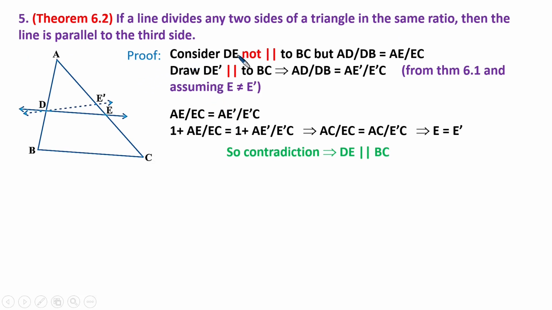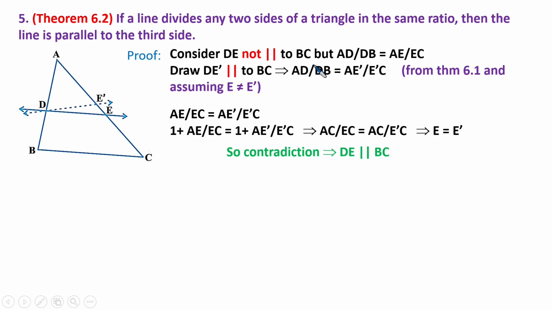That is, we will consider that this DE is not parallel to BC, but this ratio, that is AD by DB is equal to AE by EC, I assume it. And then I claim that from this point D, I draw a line intersecting the other side at point E prime, and this is parallel. By construction I do it, and I say, now AD by DB is equal to AE prime by E prime C, because this is from the earlier theorem. Once I draw a parallel, then BPT will hold, so I get this.